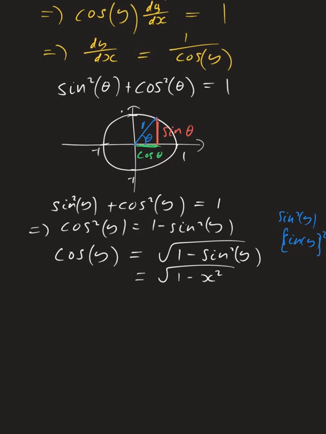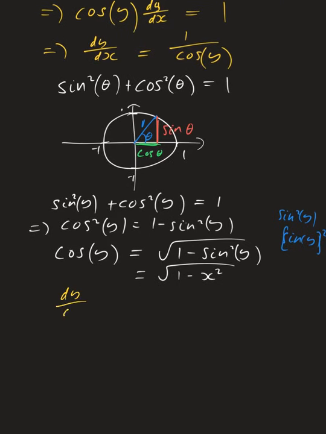Finally, we go back to our formula for dy dx. dy dx is equal to 1 over the cosine of y. And we sub that in. And we say it's equal to 1 divided by the square root of 1 minus x squared. And there we have dy dx as a function of x. So the derivative of inverse sine function of x is 1 over the square root of 1 minus x squared.